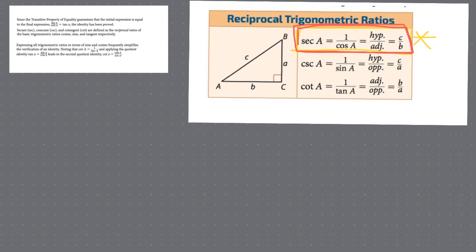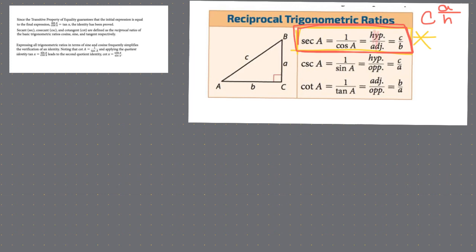Secant is equal to 1 over the cosine. It's basically flipping over that fraction. It's the reciprocal. Remember when we talk about cosine, it's the adjacent over the hypotenuse. Well, look what we did right here.